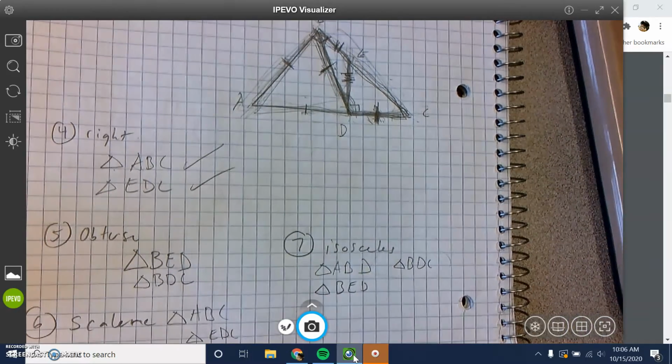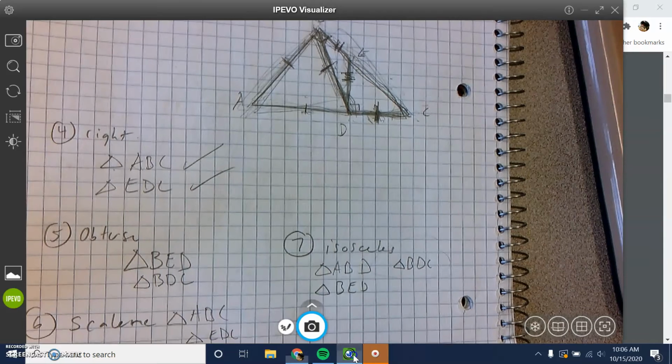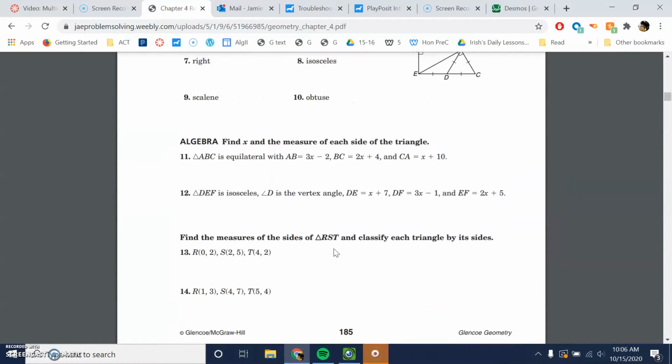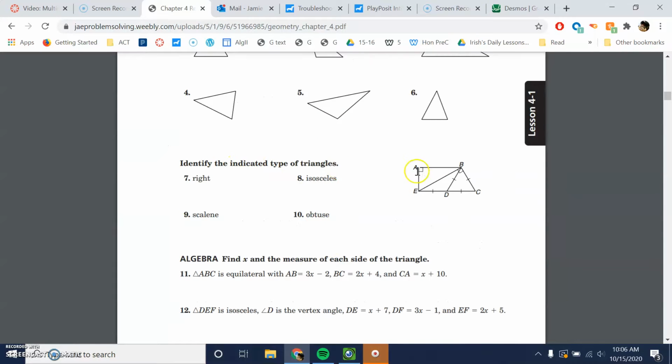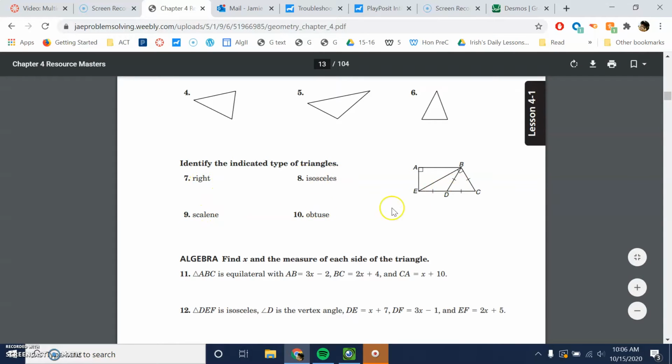All right, now your turn. Let's check it out. Good work. So we got this one. So now here's one more. So look at this picture right here. Copy this down. Do 7, 8, 9, and 10. See if you can name the type of triangles. Ready, set, go.